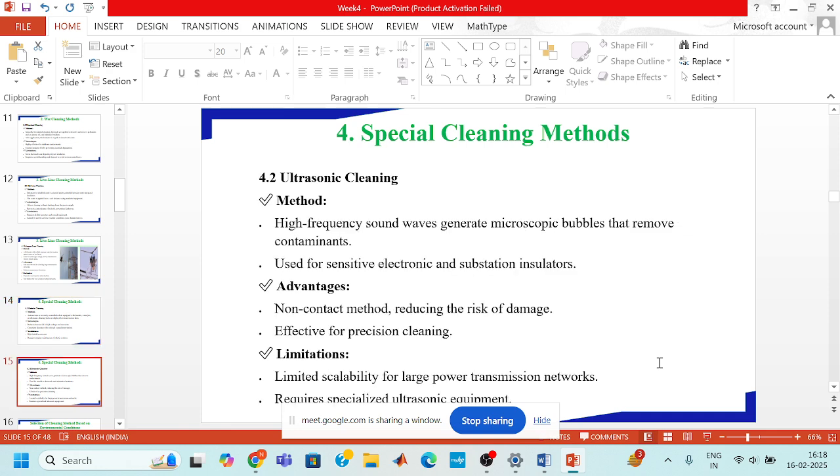Now, the second is ultrasonic cleaning, in which high frequency sound waves generate microscopic bubbles that remove contaminants, and it is used for sensitive electronic and substation insulators.